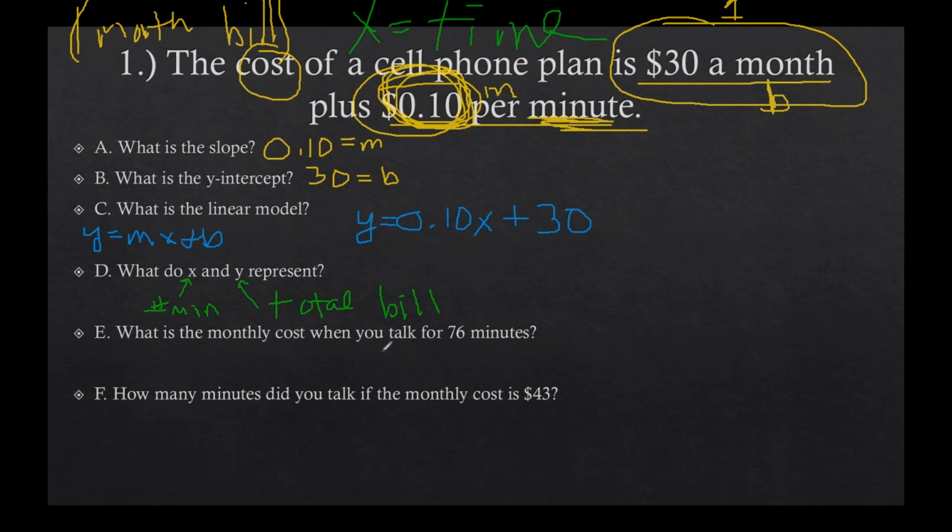What is the monthly cost when you talk for 76 minutes? What do I do with that 76? You put it where x is, exactly, because 76 minutes is represented by x. So I have y equals 0.10 times 76 plus 30.